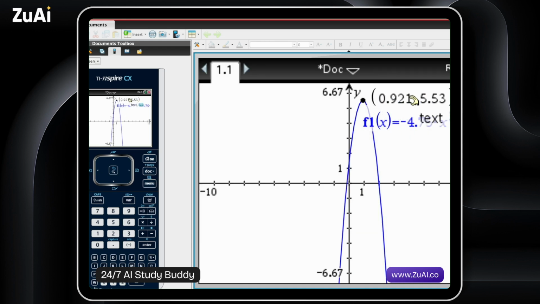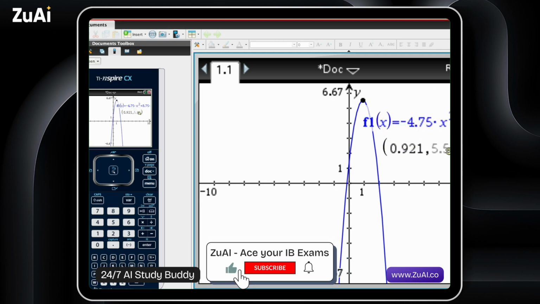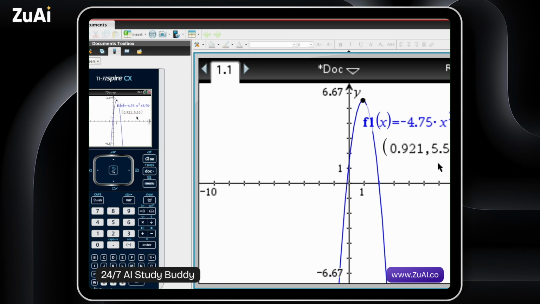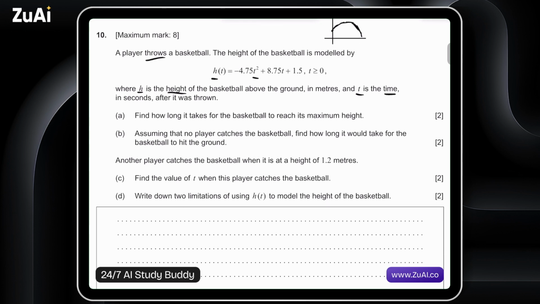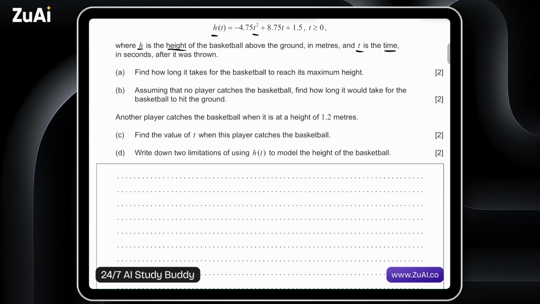Okay. So the highest point, this is height against time. The highest point the basketball goes is 0.921. I hope this is 0.921 meters... Oh no, I'm sorry. Thankfully that's not the case. X is our time, Y is our height. After 0.921 seconds, we're 5.53 meters in the air. That's reassuring. Okay, how long does it take the basketball to reach its maximum height? 0.921 seconds.